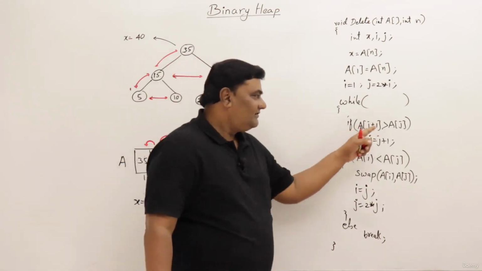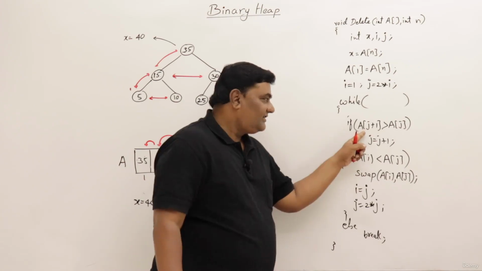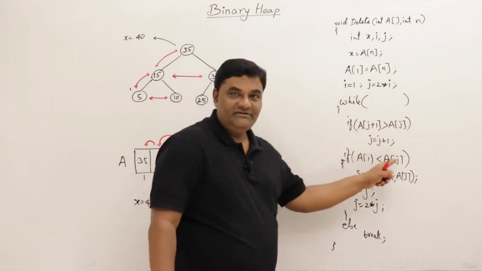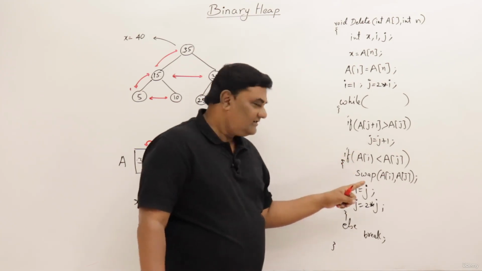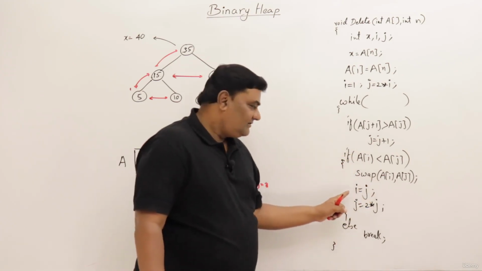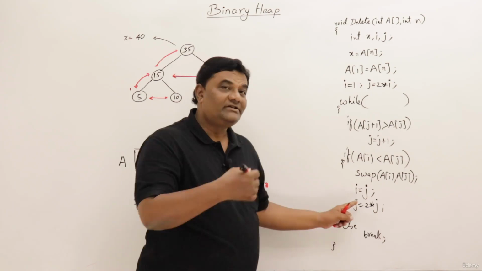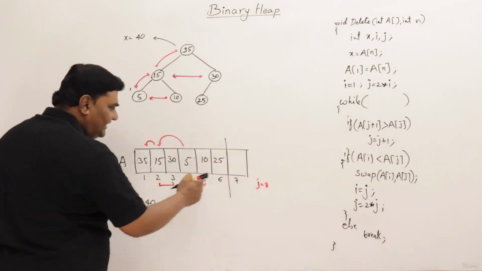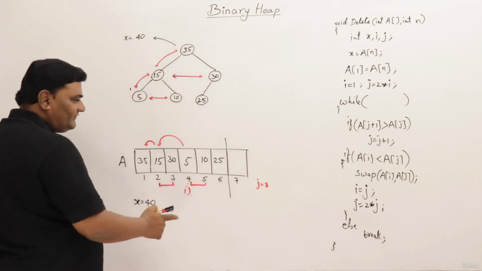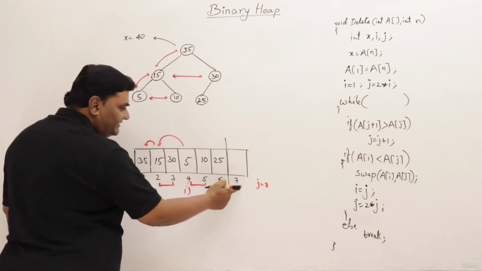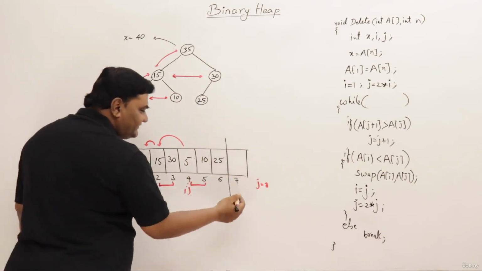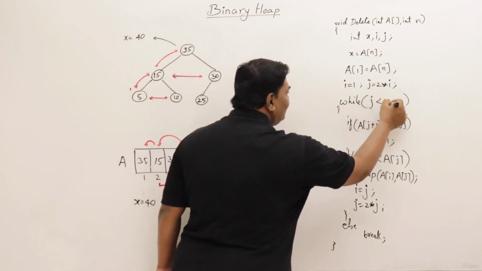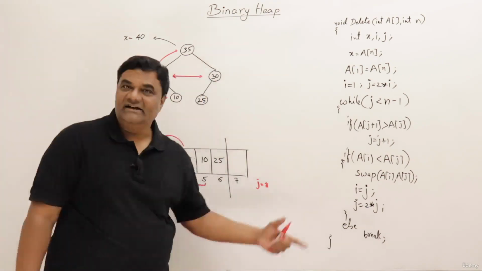Compare left child and right child. If the right is greater than the left child, then move j, and compare the element a of I with a of j. If the element is smaller, then swap with a of j. Then take I to j and also move j to the left child. So how long should this loop continue? Until you reach the end of this heap. So what is the end of the heap? The last index was 7, so it should be 6. So if the last index was n, then it should be n minus 1. So while j is less than n minus 1, we have to continue. That's all with the delete.